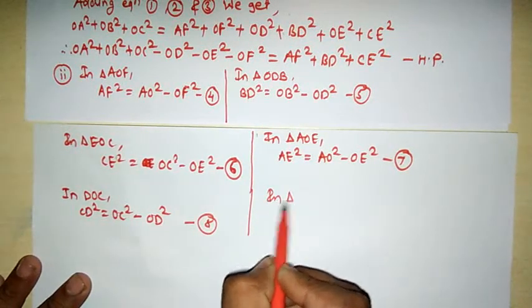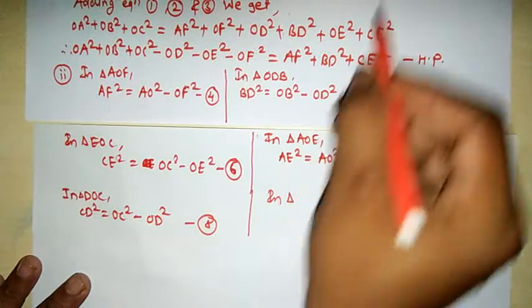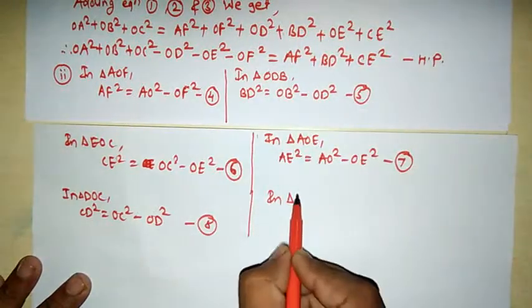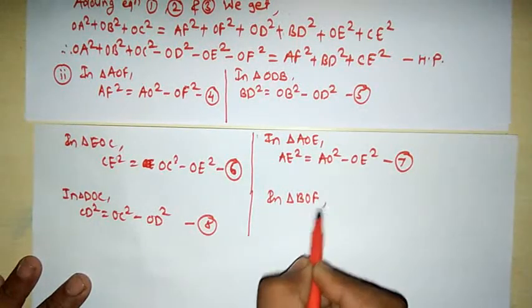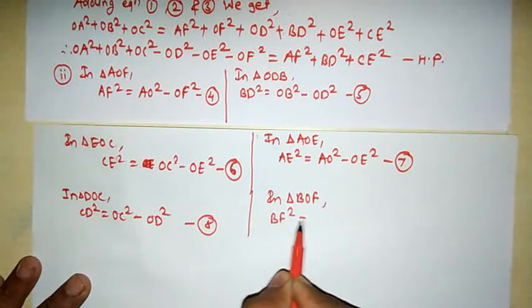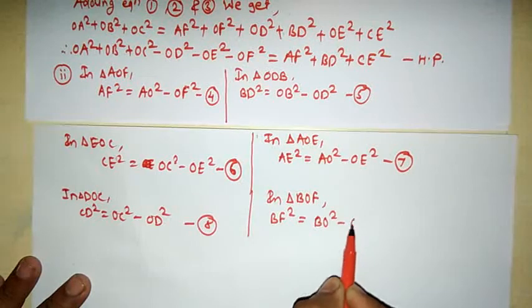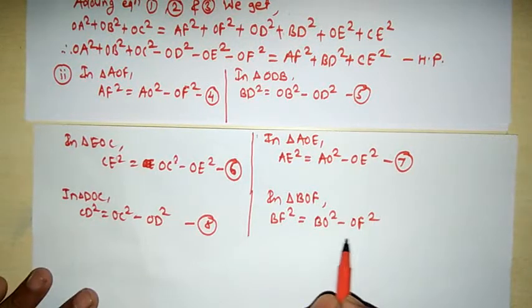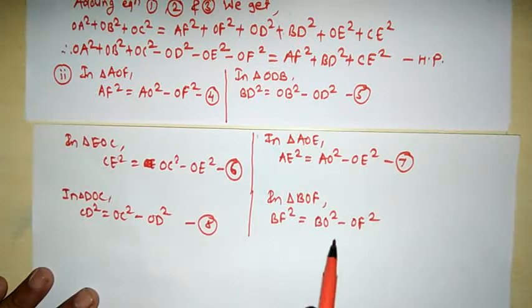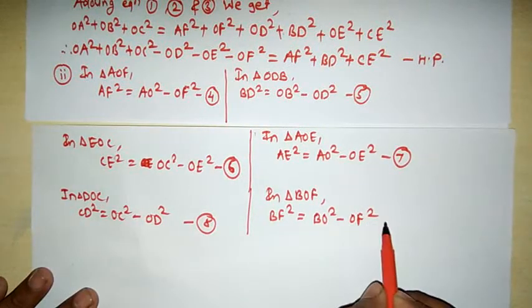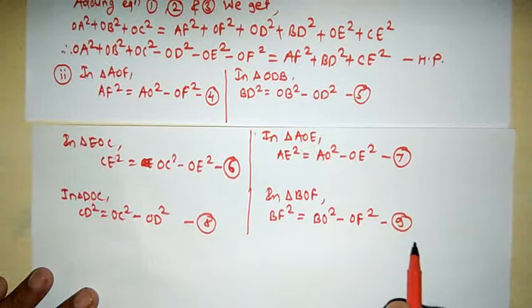And in triangle BOF, BF square is equal to BO square minus OF square. BO or OB, you can say that, minus OF square. Mark it as equation number 9.